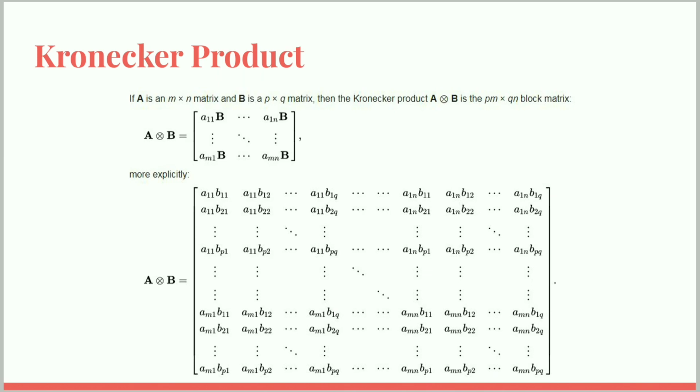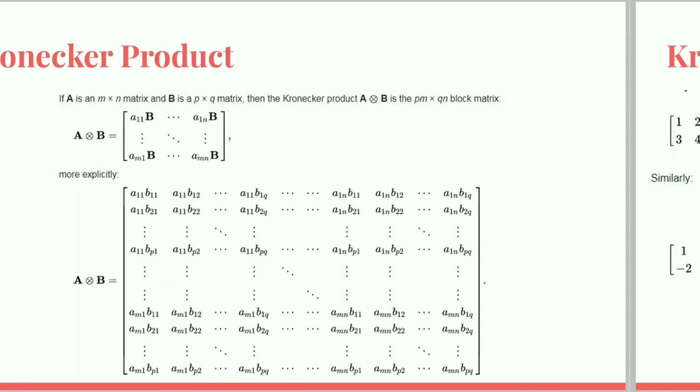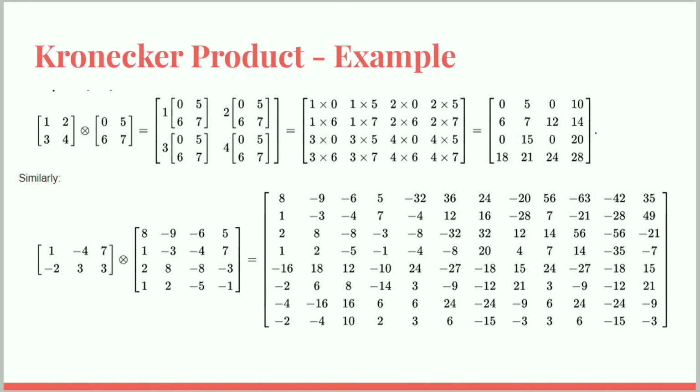Now this is how the Kronecker product of two matrices is calculated. Suppose you have a matrix A which is an M by N matrix and a matrix B which is a P by Q matrix. Then the Kronecker product, denoted as A cross B, is a PM by QN block matrix. This is obtained by multiplying every element of A with all the elements of B. An example is shown in the next slide. Suppose you are finding the Kronecker product of two matrices.